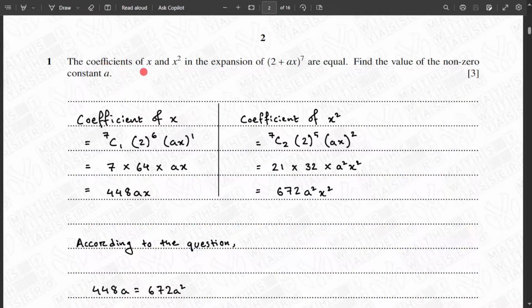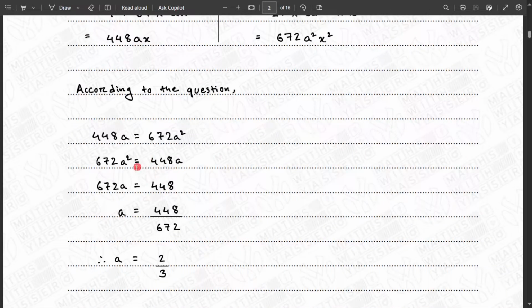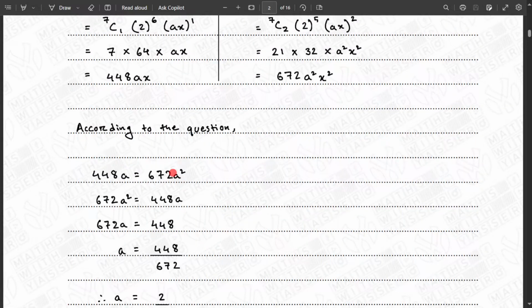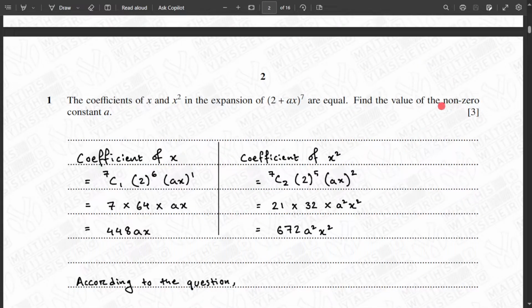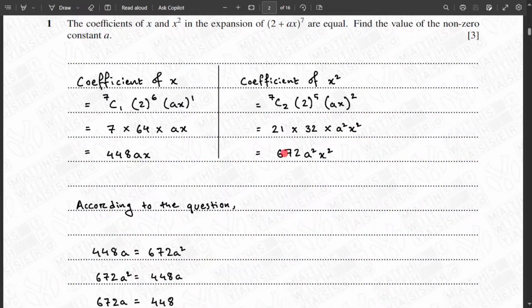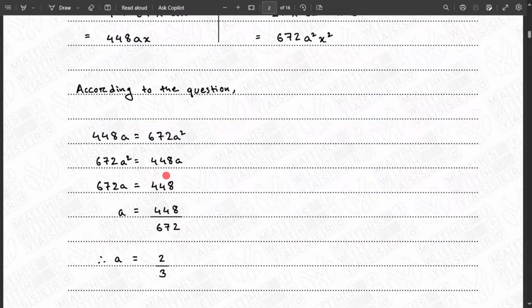Since they say in the question that the coefficient of x and x square are equal, according to the question, 448a is equal to 672a square. These are just the coefficients. Therefore, 672a square is equal to 448a. So if we take away a from both sides, because the question has stated that a is a non-zero constant, a cannot be 0. Therefore, we can cancel out a from both sides. And we are left with 672a is equal to 448. Therefore, a should be 448 over 672. So, a is 2/3.